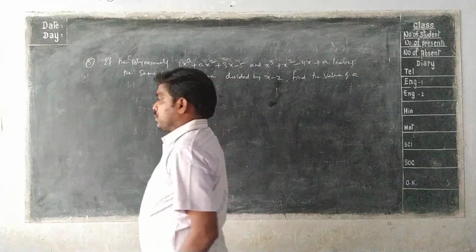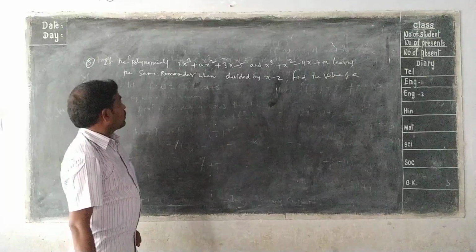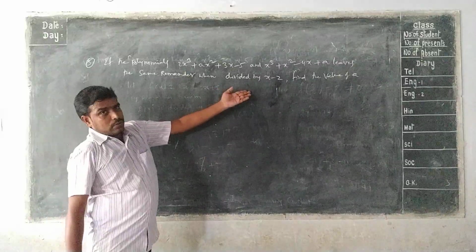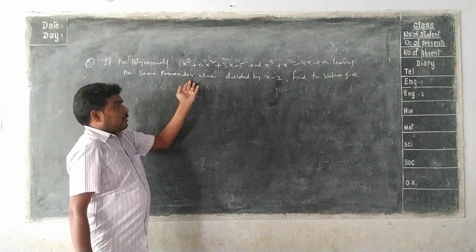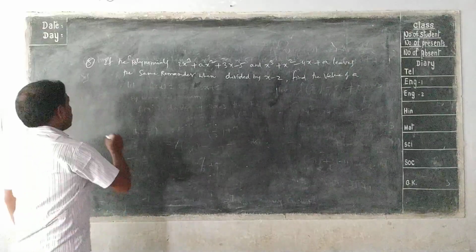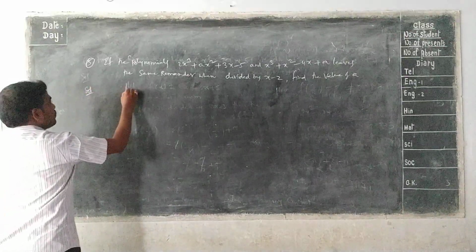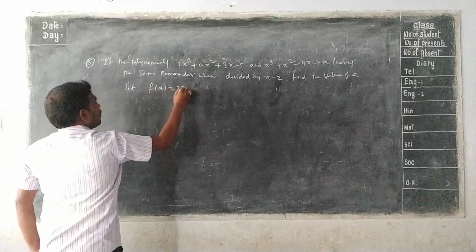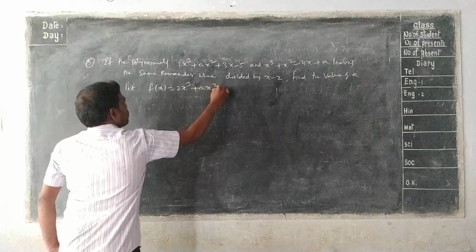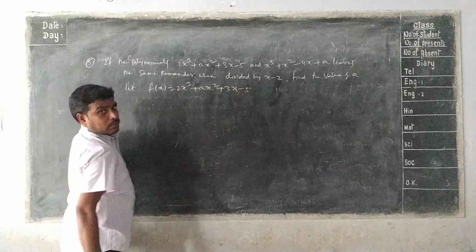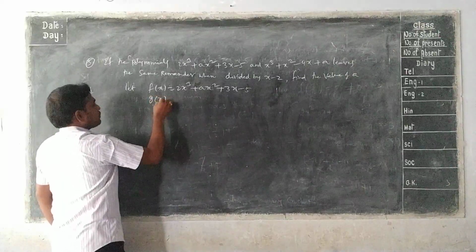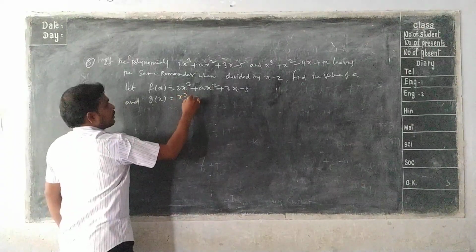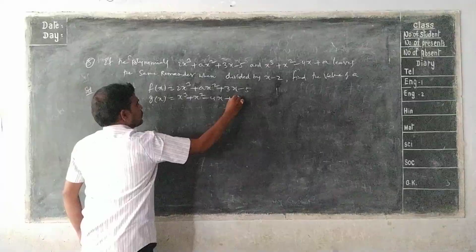They gave two polynomials. If those two polynomials are divided by x minus 2, they will get the same remainder, then you will find the value of a. So you have to assume those two polynomials as f of x and g of x. Let f of x equal to 2x cube plus ax square plus 3x minus 5 and g of x equal to x cube plus x square minus 4x plus a.